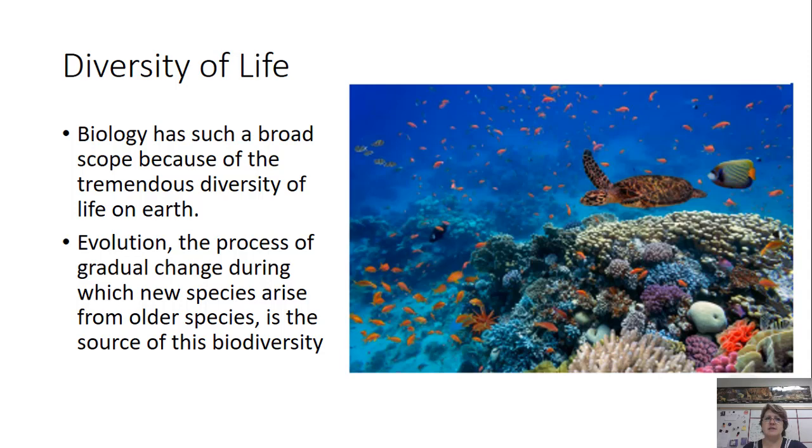We have a lot of diversity of life. Biology is a broad scope because of so much diversity on the earth. In my travels, even just this past summer to South Africa and to Alaska, I saw the diversity in the two different areas, and even the difference from where we are here in Virginia. And evolution is the process of gradual change during which new species could arise from older species or even just change on its own. That's really the source of where we get our biodiversity from.